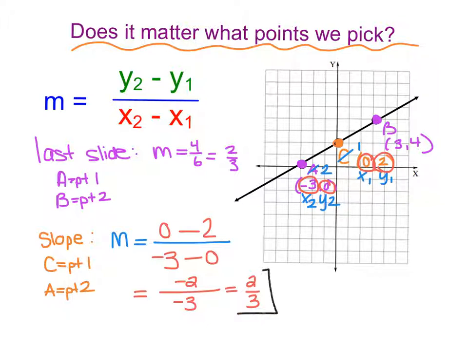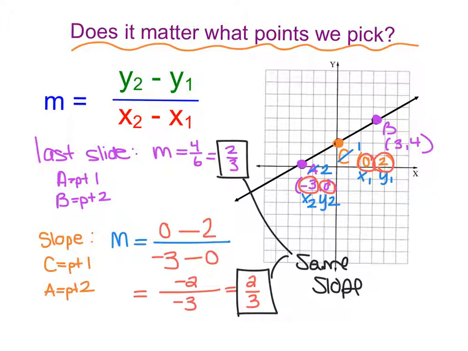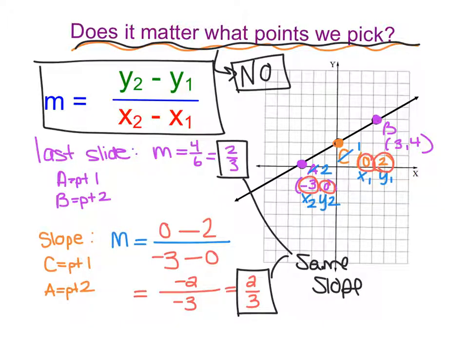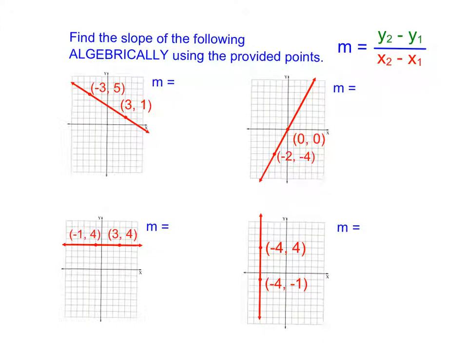2/3. And then if we check, what we notice is even though we picked different points and used them in a different order, we get the same slope. So my answer to this question, does it matter which points we pick, is no. Regardless of the points that we pick, we will always get the exact same simplified slope as long as you are utilizing the slope equation correctly. So what we're going to do on this slide is calculate the slope of each of these 4 lines algebraically using this slope equation up here.